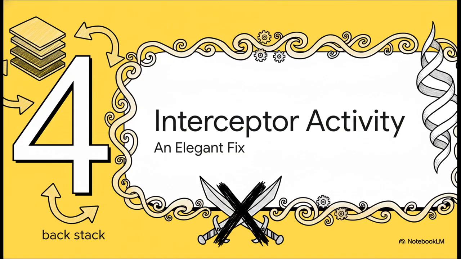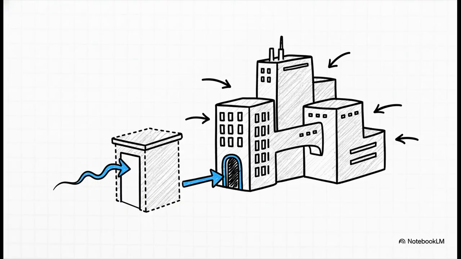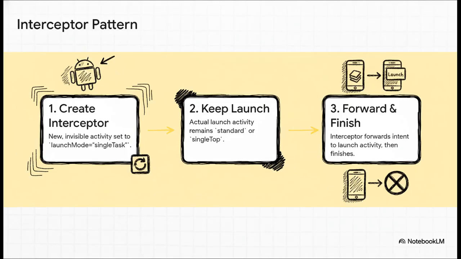Well, the answer is a really simple and, I think, elegant pattern called the interceptor activity. The core idea here is to just stop trying to make your main activity do everything. Instead, you create a brand new, super lightweight, often totally invisible activity, and its one and only job is to catch those incoming deep links. It's a simple 3-step process.